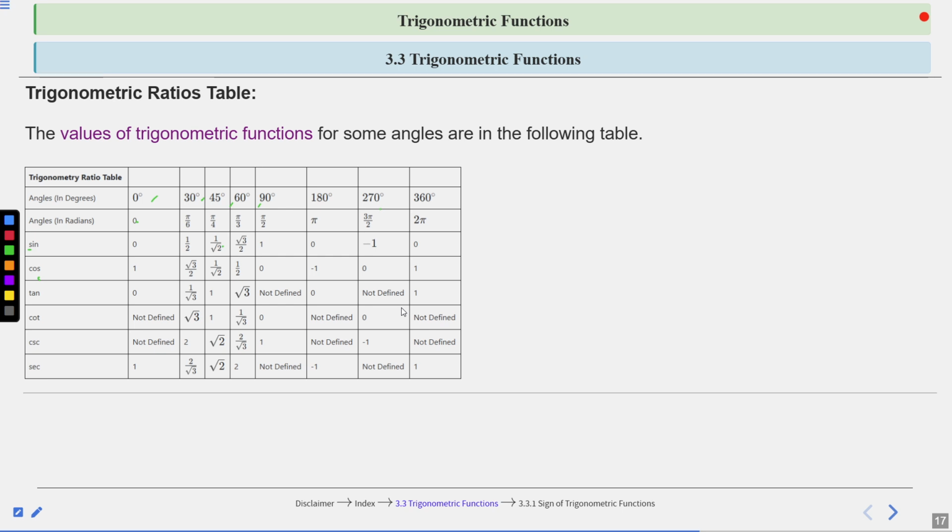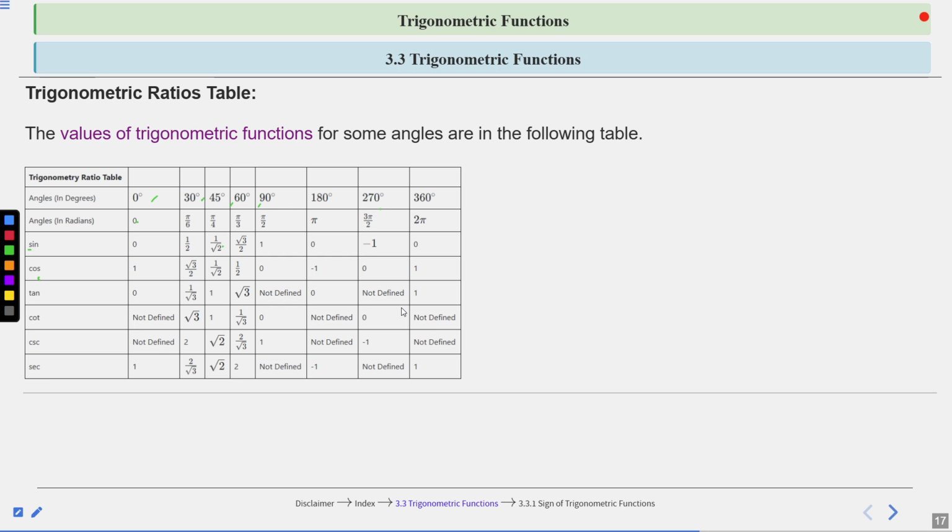Next we will see cosec. Cosec 0 degree is not defined, cosec 30 degrees is 2, cosec 45 degrees is root 2, cosec 60 degrees is 2 by root 3, cosec 90 degrees is 1, cosec 180 degrees is not defined, cosec 270 degrees is -1, and cosec 360 degrees is not defined.